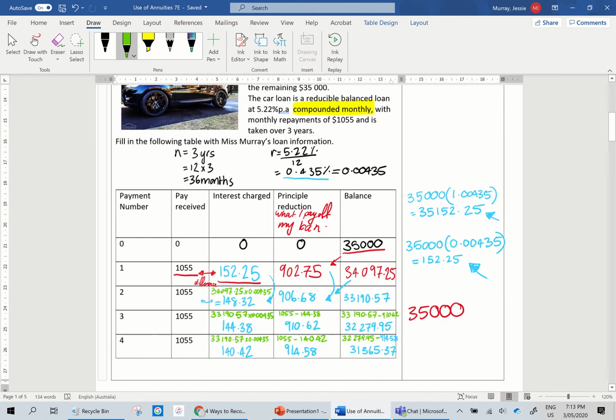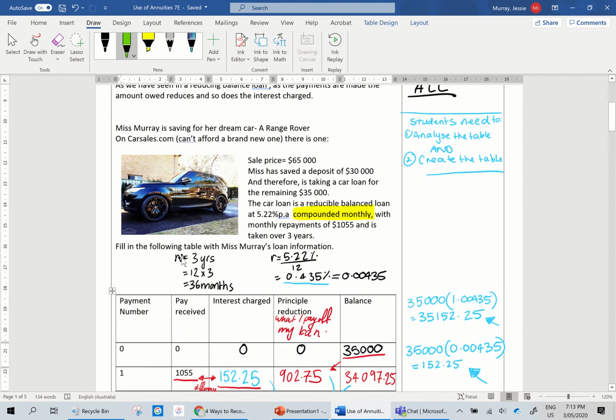I want you to copy and paste this table into your own document and go on car sales and find a car that you want. Think about the kind of deposit. Doesn't mean what you have now saved, but just the kind of deposit you'd like to pay on that car. Use the interest rate and the compounded monthly period that I have given you.